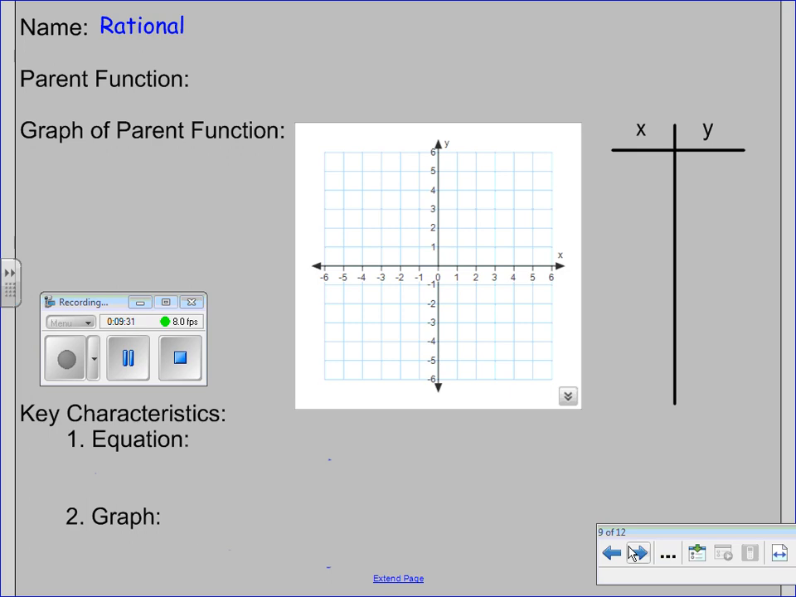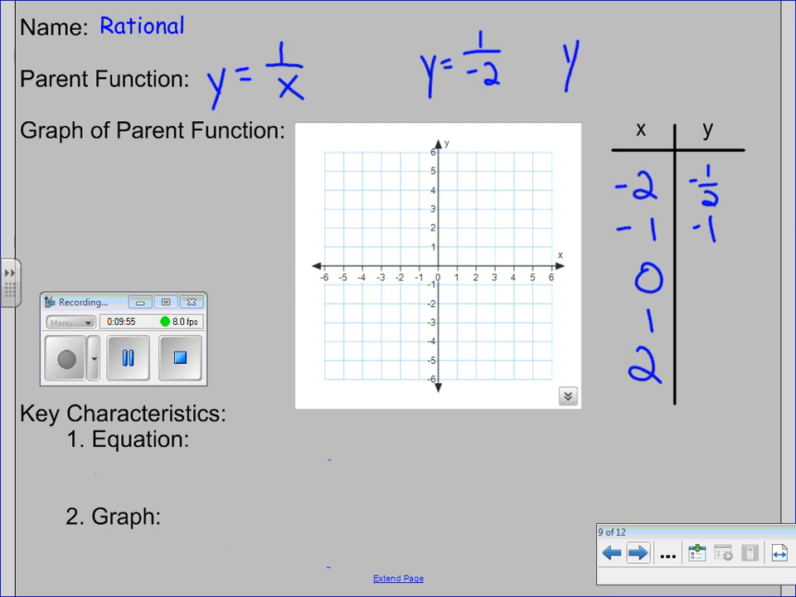All right, our next function is our rational function. The way I like to remember the rational function is fractional. So our basic function is y equals 1 over x. All right, we're going to plug in our usual numbers here. Now when you plug in -2 to this function, you get 1 over -2, or -1/2. When you plug in -1, 1 over -1 is -1.